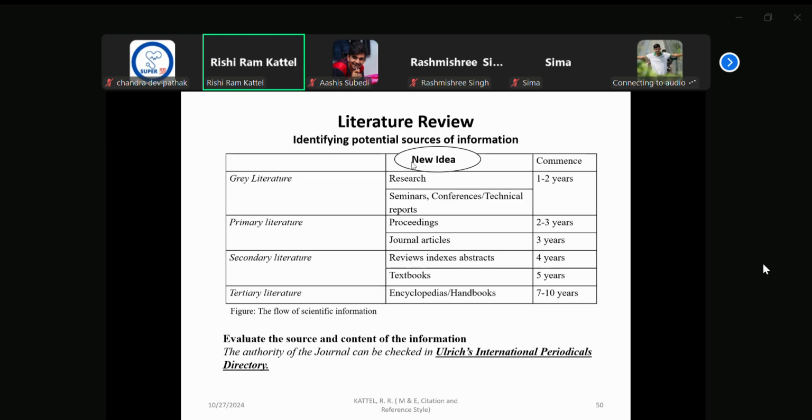So you have to check the information is inside the international periodical directory or not.